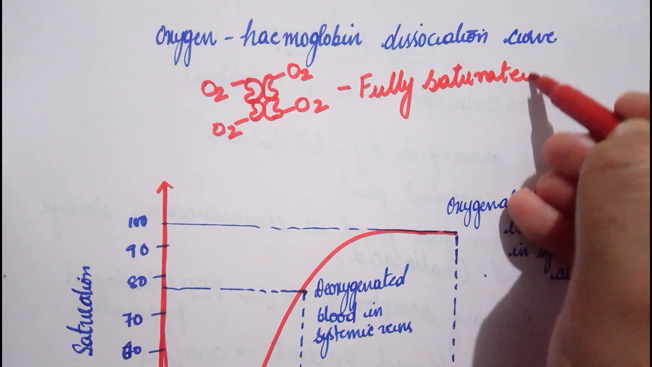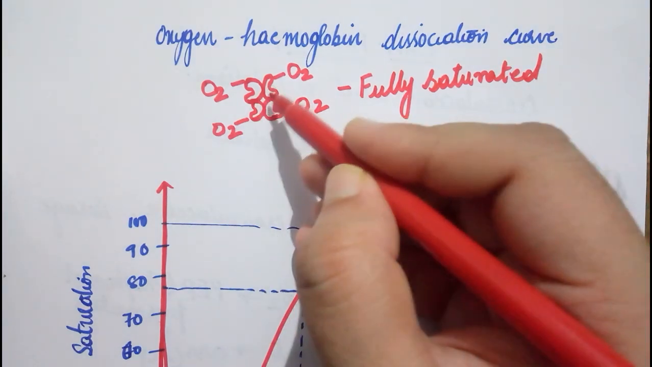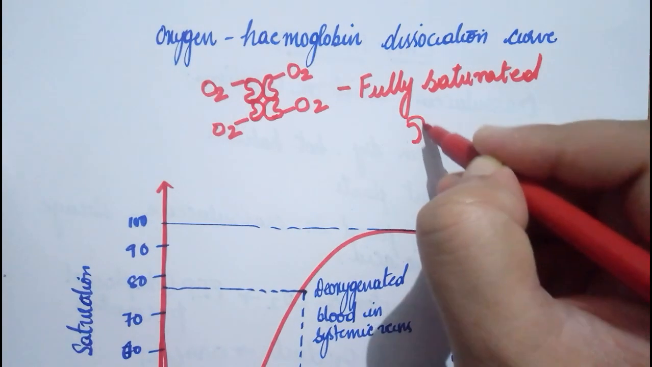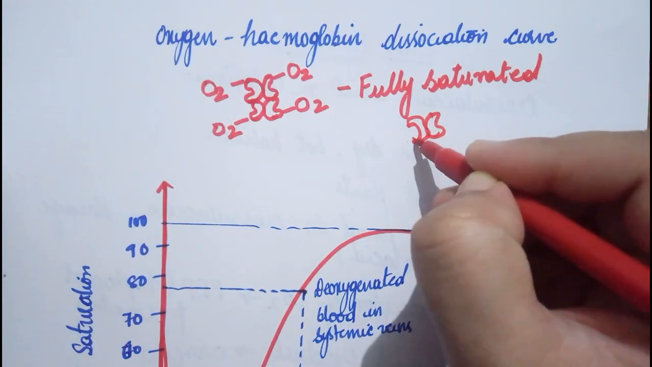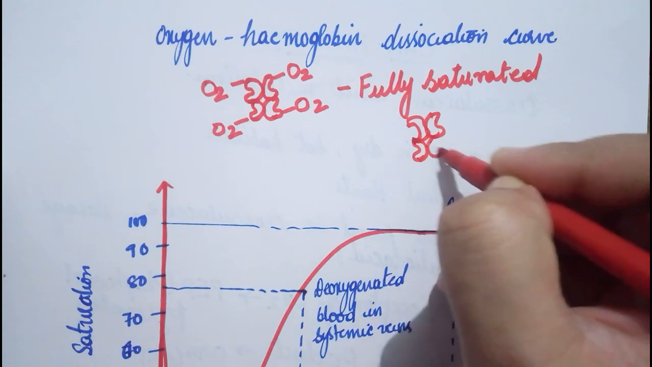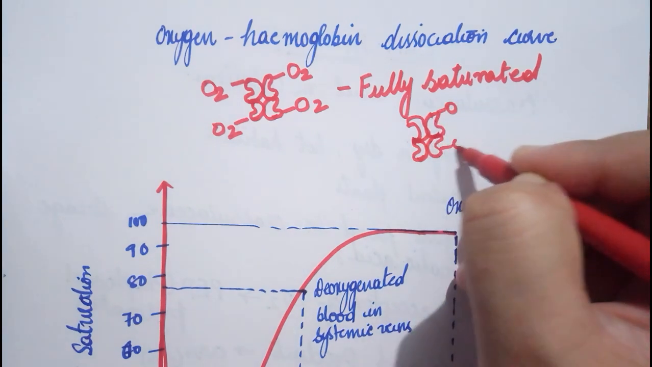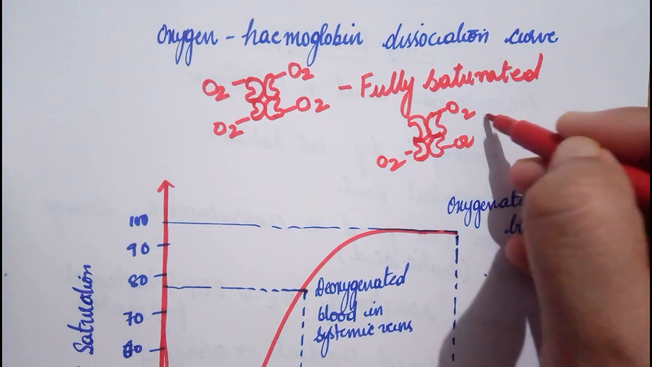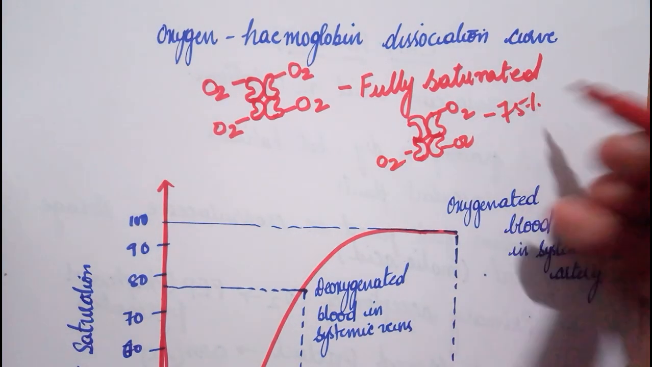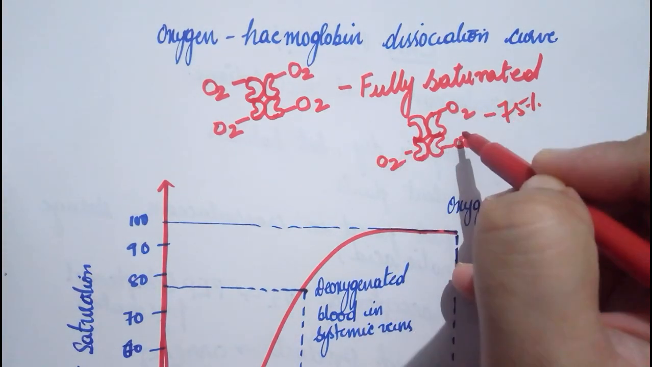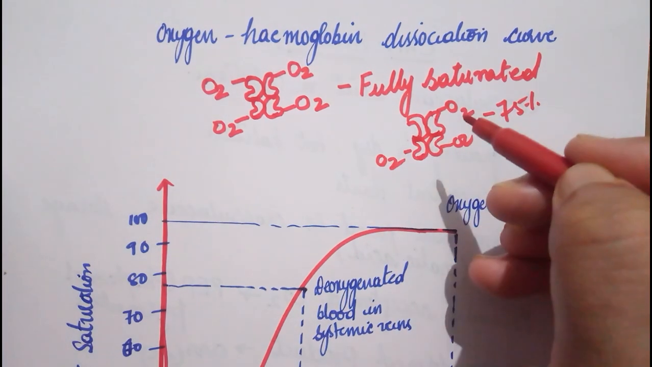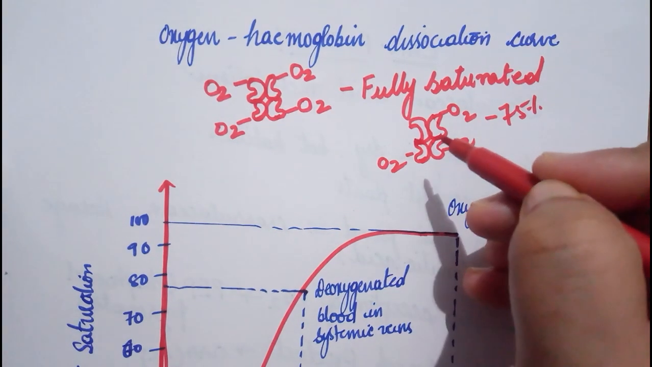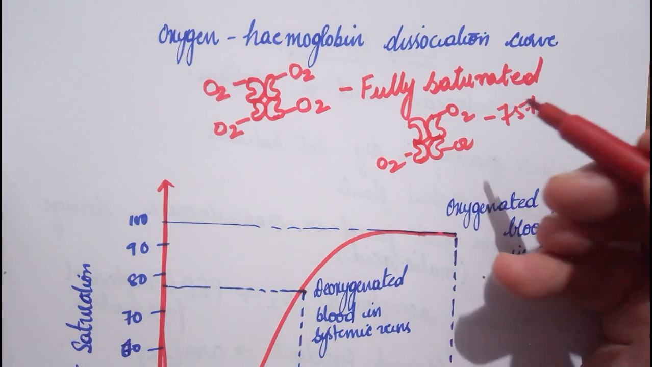Now if out of these four, let us take only three are bound with oxygen and one is empty, one site is not bound with oxygen. Now this condition we call it as what? Partially saturated or 75% saturated. Similarly, if only two are bound and the other two sites for binding of oxygen are free, then you call it partially saturated or 50% saturation.